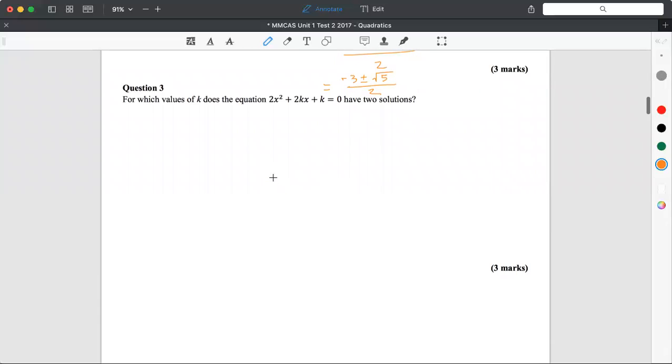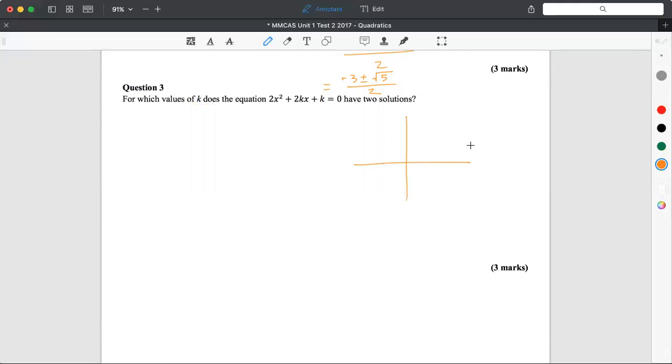Okay. For which values of k does this equation have 2 solutions? So this question's a bit tricky, but it's actually reasonably short if we have a good understanding of what's going on here. So let's break it down. What we've got is a quadratic and it's equal to 0. So we're looking for x-intercepts, and we're saying we have 2 solutions. So when we see this word solutions, what I want you guys to think about is x-intercepts. So we want values of k where this graph has 2 solutions.